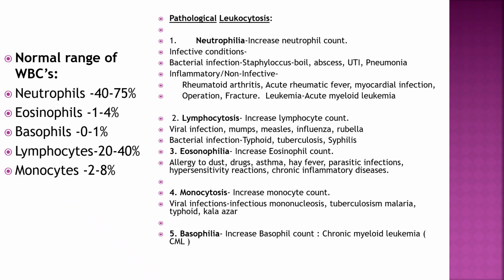So pathological leukocytosis, that is, WBC count is increased, is because of the neutrophils. So neutrophilia is increase in neutrophil count, and it is seen in bacterial infection like staphylococcus, streptococcus, pneumococcus, or non-inflammatory conditions like rheumatoid arthritis, acute rheumatic fever, operation, fracture. Lymphocytosis is increase in lymphocyte count, and it is usually seen in viral infection and bacterial infection like typhoid, tuberculosis, syphilis.